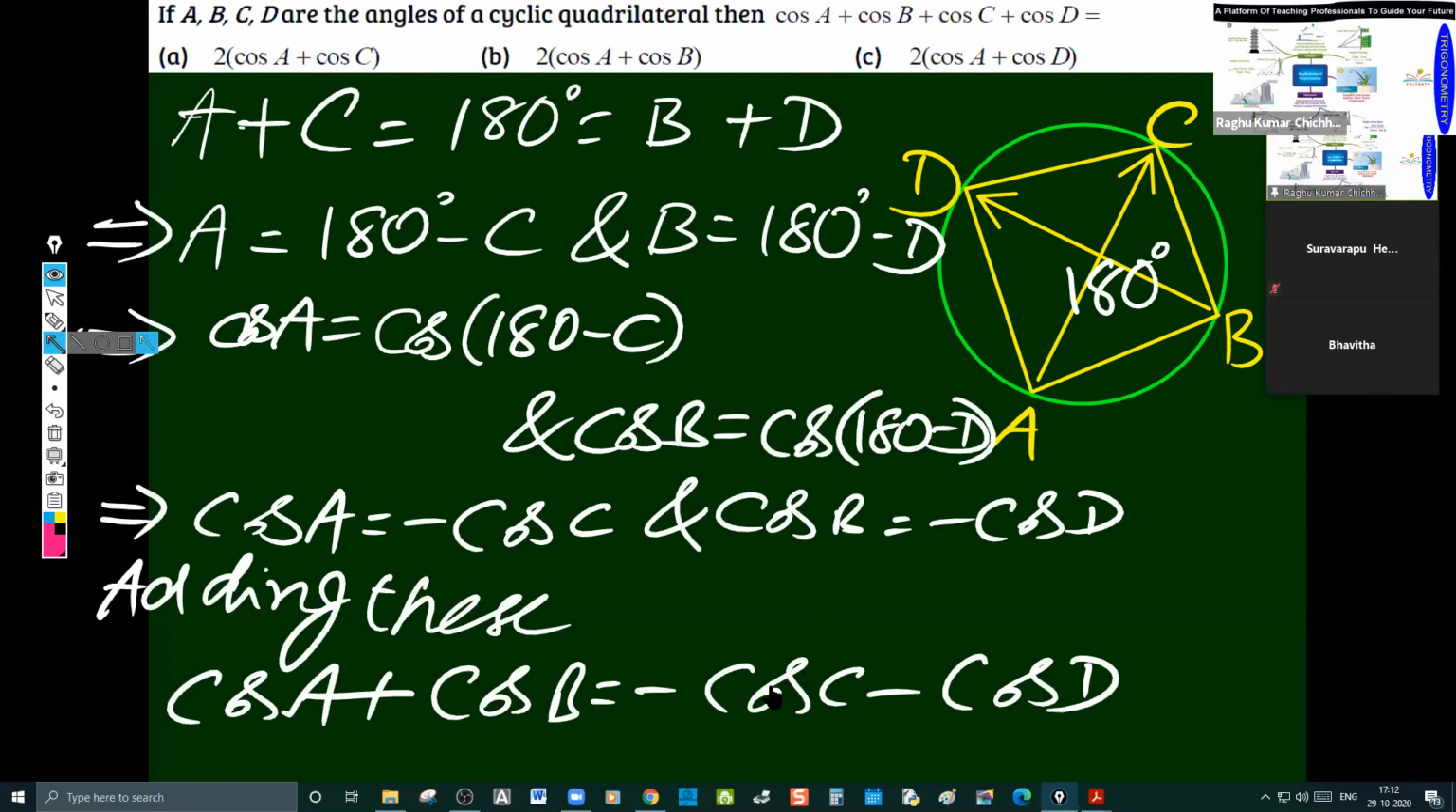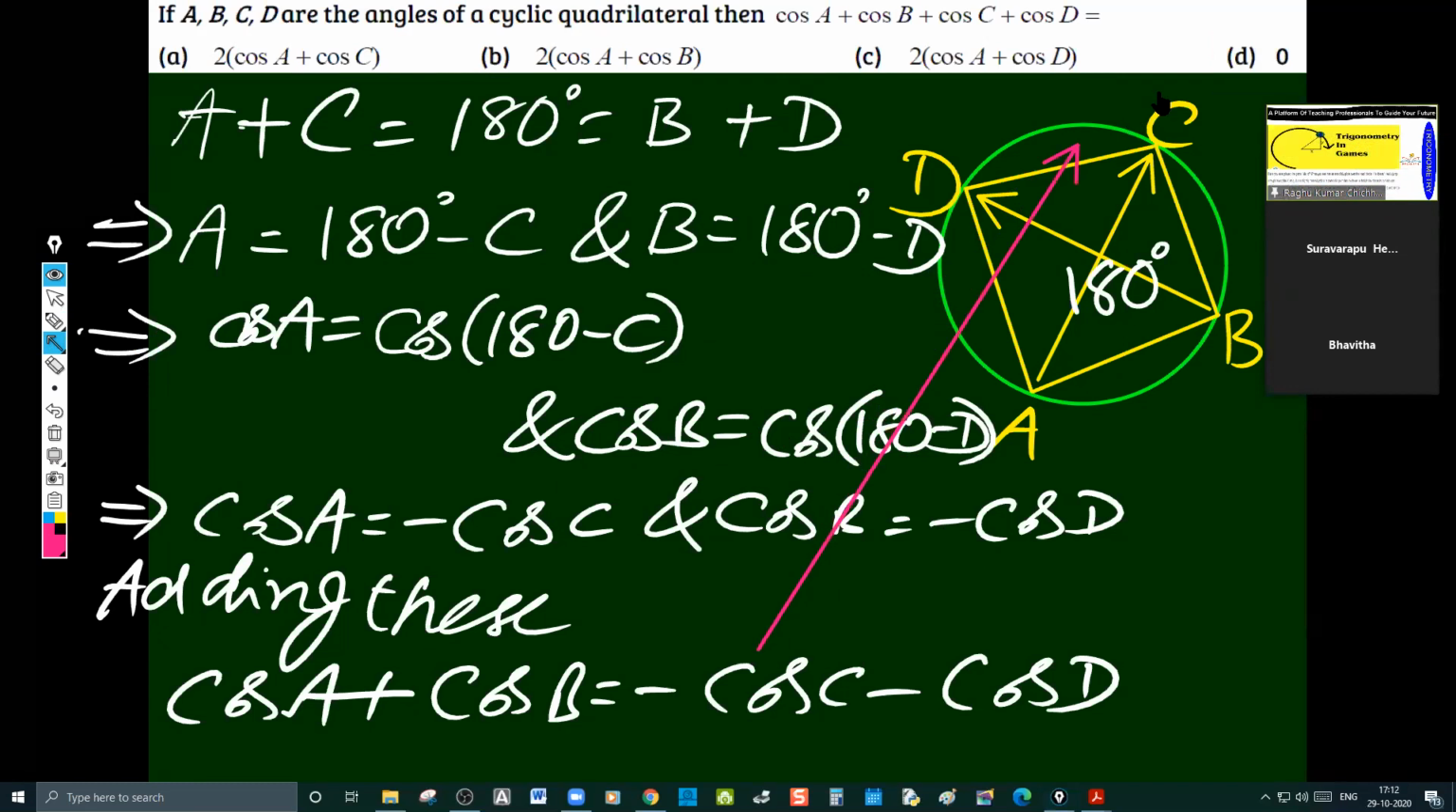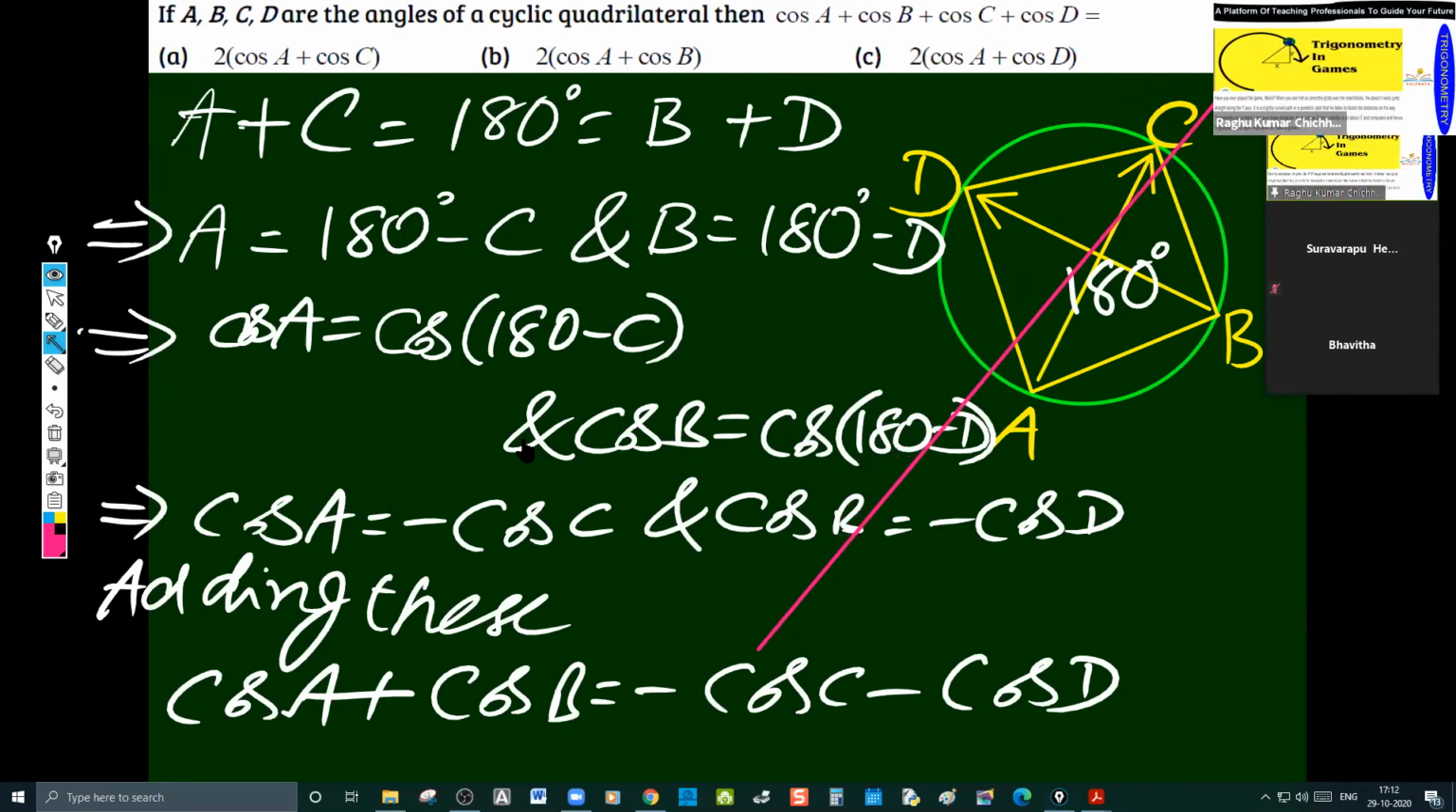You take all this to the left-hand side, and you get 0. That's it, please. Substitution. Should I move to the next problem? Yes, sir.